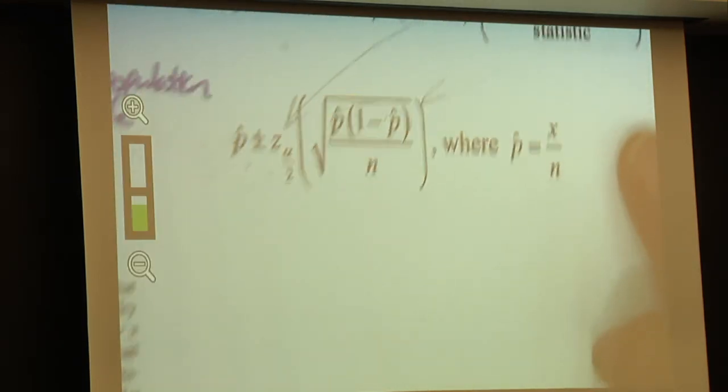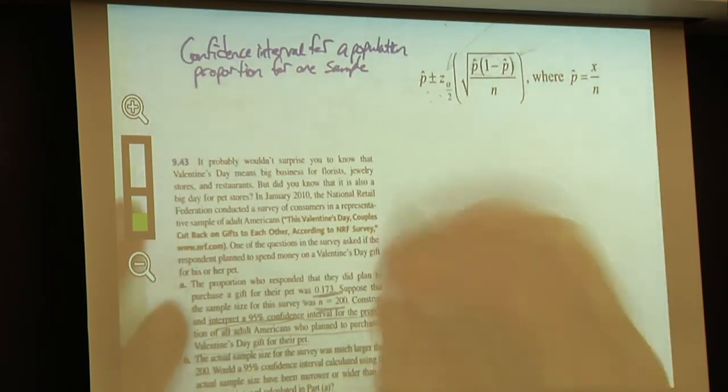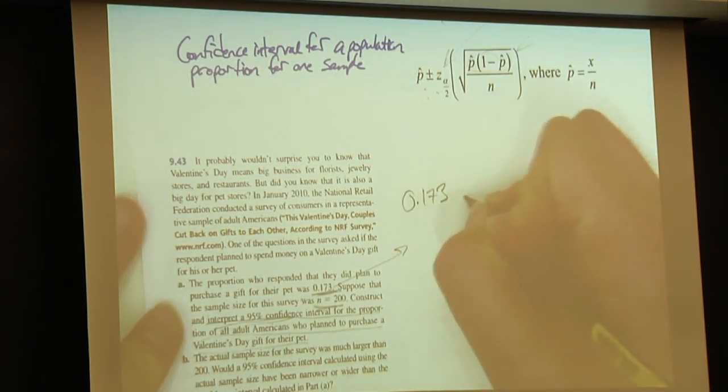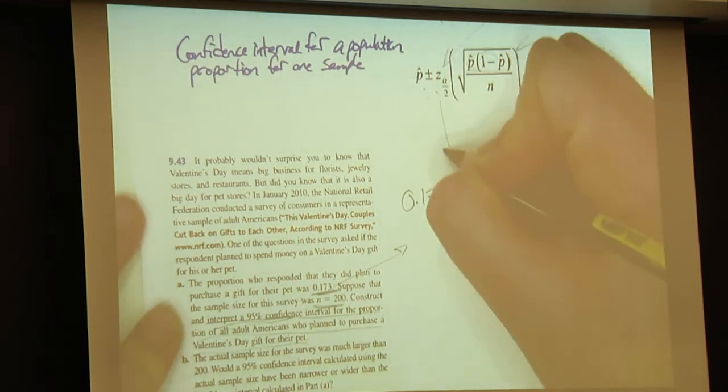So how do we do that? Well, we start with our formula right here. They gave us p hat. It's sitting right here, so we're just going to yank it out. 0.173. Done. Right? Plus or minus. We're just filling it in here.